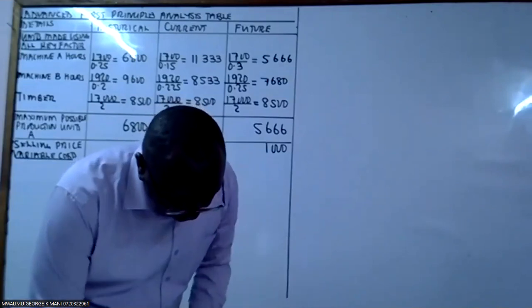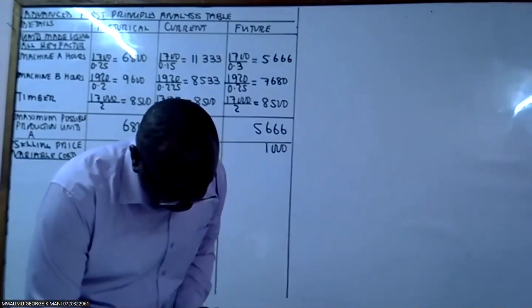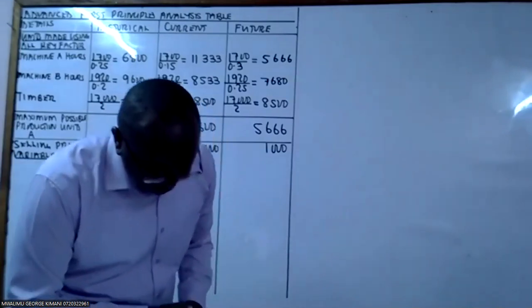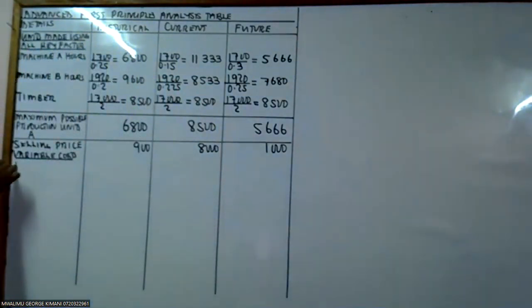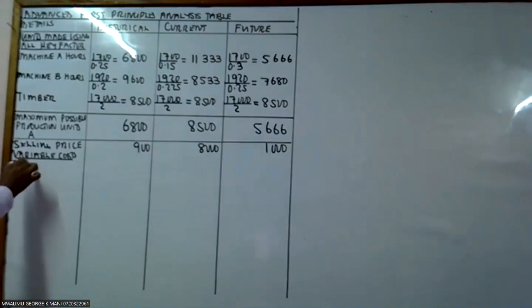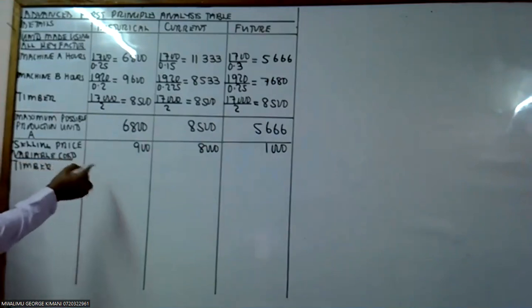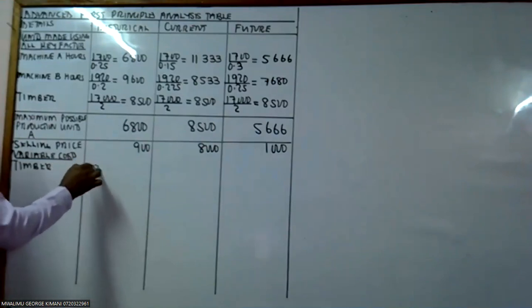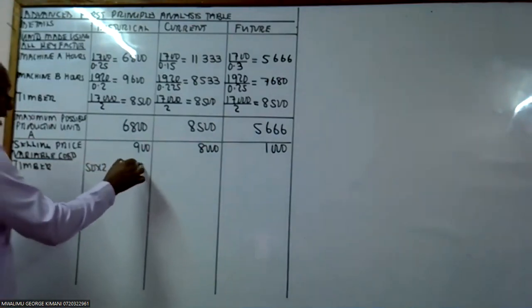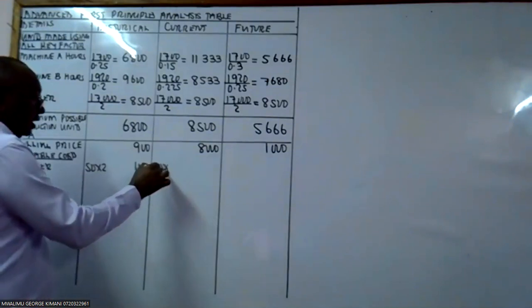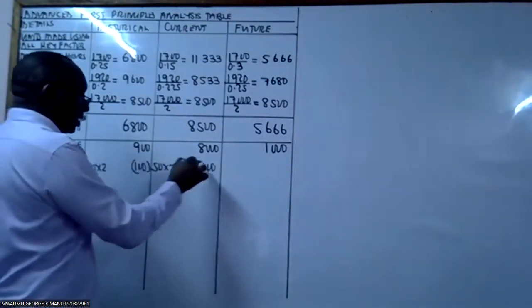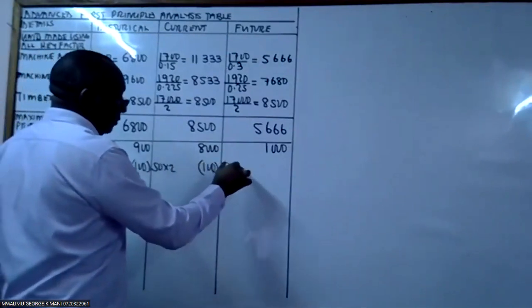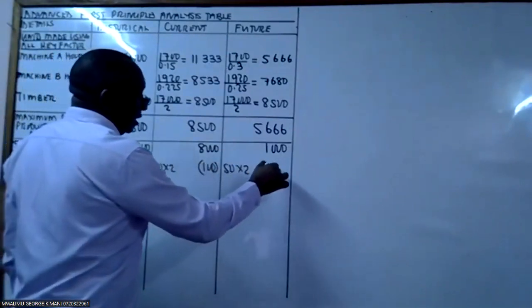we can start with TIBA, because we are told TIBA is 50 shillings per meter. So that is TIBA. It is 50 times 2, that would be 100. 50 times 2, that would be 100. And these are supposed to be subtracted. 50 times 2, that is 100.